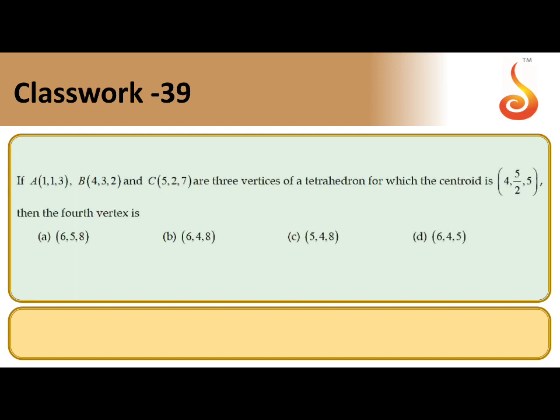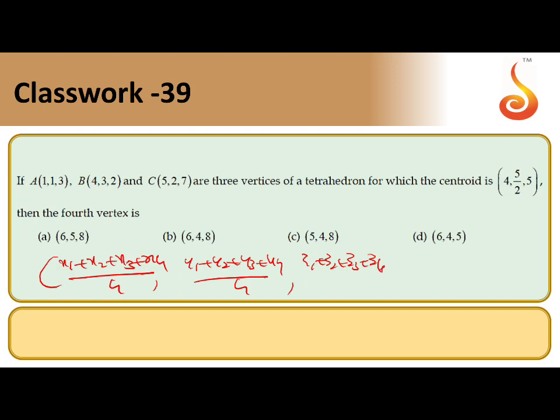Next question. The points A, B, C are given as three vertices of a tetrahedron whose centroid is (4, 5/2, 5). Then find the fourth vertex. We have the formula for the centroid of a tetrahedron: (x1 plus x2 plus x3 plus x4) by 4, (y1 plus y2 plus y3 plus y4) by 4, (z1 plus z2 plus z3 plus z4) by 4. The centroid is given as (4, 5/2, 5), and we want the fourth vertex, so x4, y4, z4 are required. The other coordinates are given.